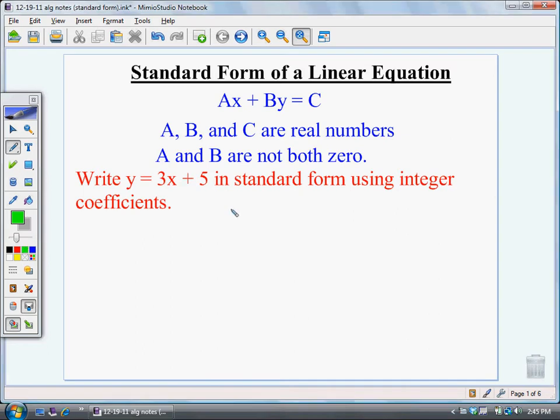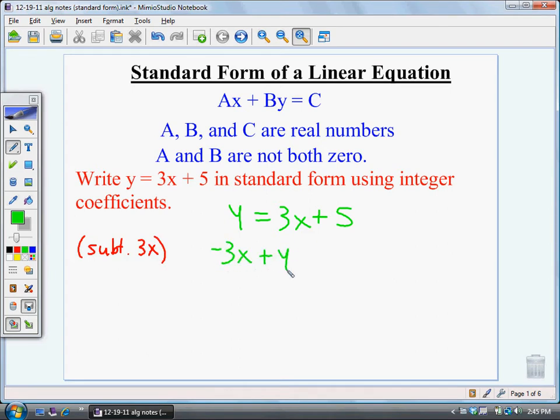So what you have is y equals 3x plus 5. The first thing we have to do is get all the x's and y's onto one side of the equation. So the way I'm going to do that here is subtract 3x from both sides. If I subtract 3x from both sides, I would have negative 3x plus y is equal to 5. Okay, that is the answer in standard form. That's all there really is to this one.